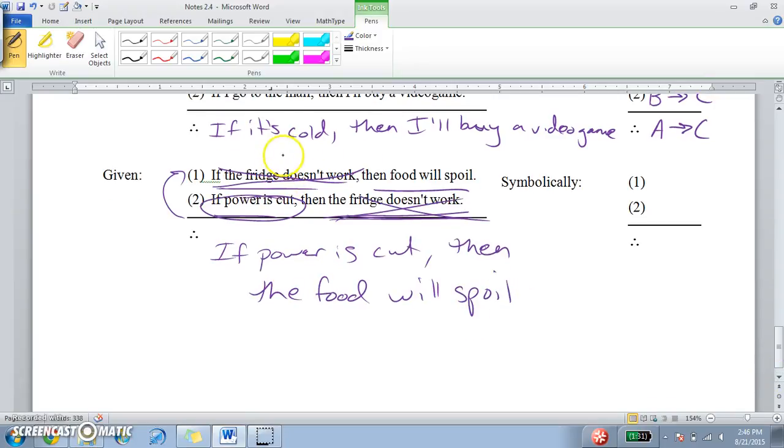So if I say fridge not working is F, food spoiling is S, power cut is P. Symbolically, this would be if F, then S. If P, then this would be F. P, then F. So we cut out this part, and we end up with this part. If P, then S.